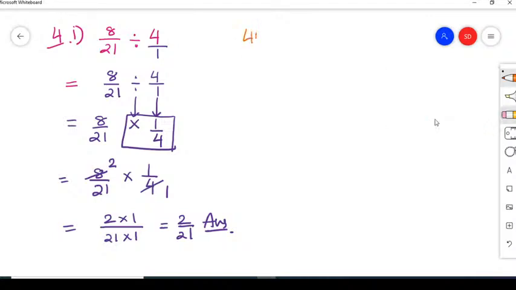Now let's do 4 subpart 2: 4 by 15 divided by 2 by 5.